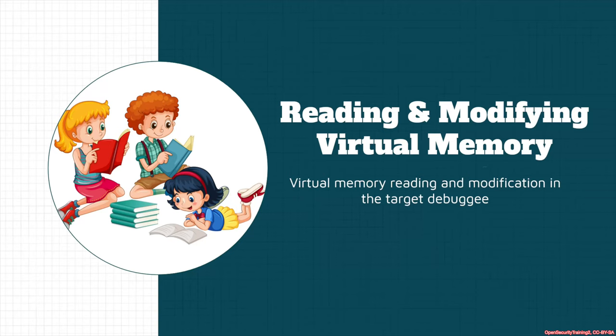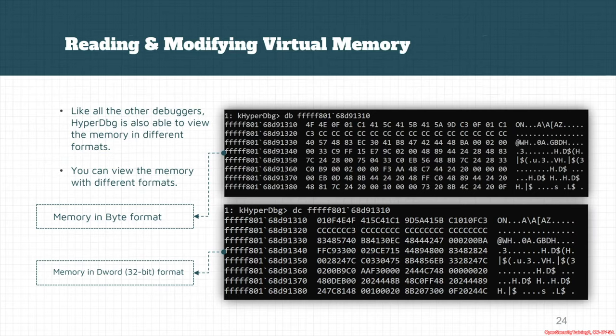Now it's time to read and modify the virtual memory by using HyperDbg. The syntax is also the same for both WinDbg and HyperDbg. If you previously have experience with WinDbg, you definitely know that the db command is used for showing an address in the format of a single byte. So you can use the db and see something like this.